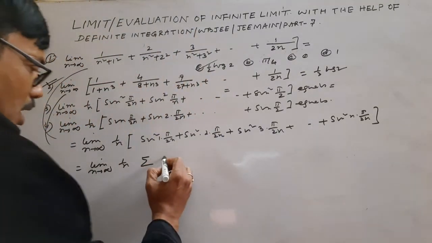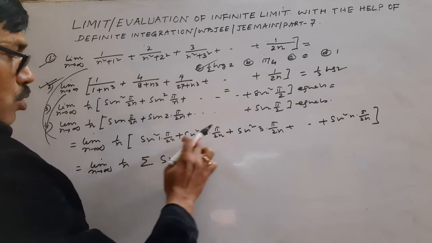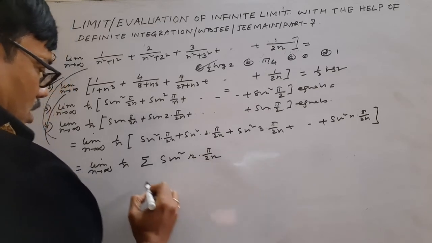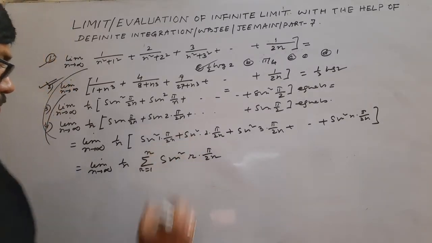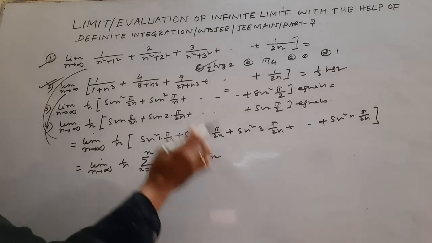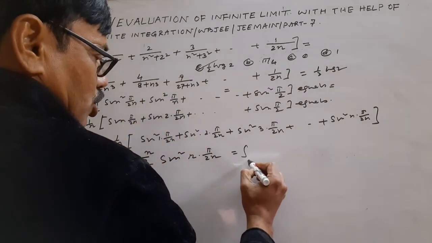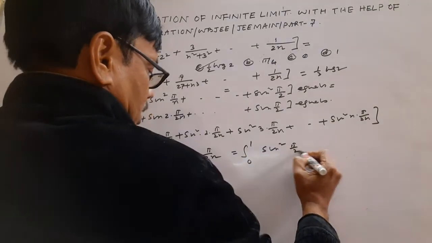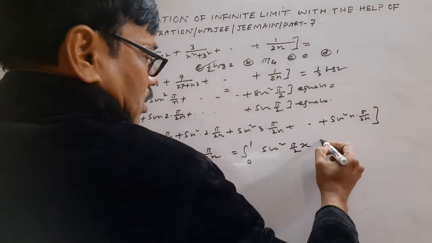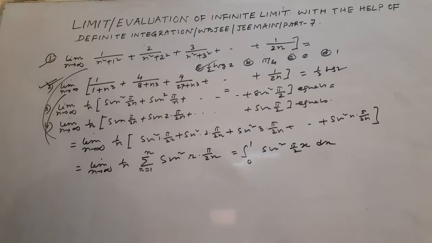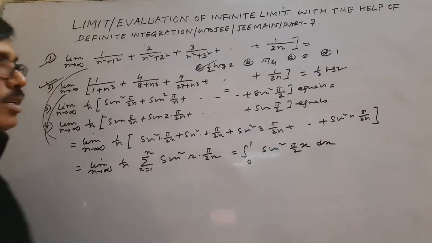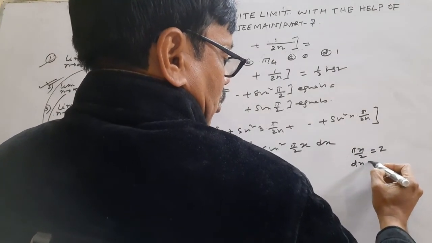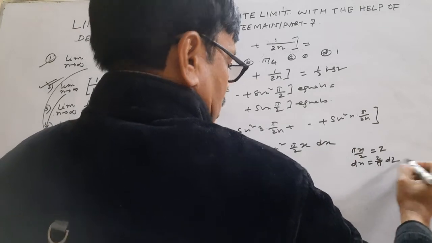So this is sine square 1, 2, 3. This is changing, r. Pi by 2n is fixed. R equals 1 to n. Now it is as a function of r by n. So 0 to 1 sine square, pi by 2 unchanged, into x dx. Pi by 2 into x dx. So pi x by 2 as z. So dx equals 2 by pi dz.